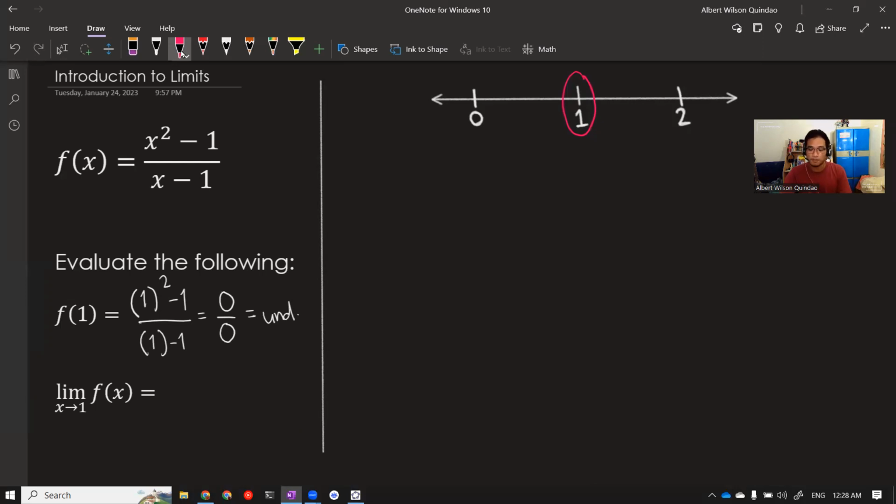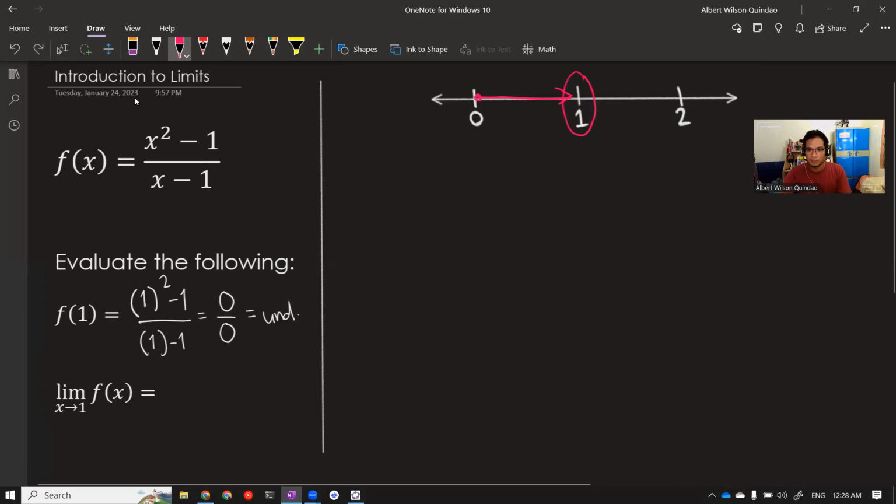Ang gusto natin mangyari, ipili tayo ng number sa kaliwa or sa kanan ni number 1, tapos mula doon sa number na napili natin, so for example, kung 0, lalapit tayo ng lalapit kay number 1. O kaya kung ang napili natin ay si number 2, ganun din. Lalapit tayo ng lalapit kay number 1. Pero hindi tayo pupunta doon kay number 1 talaga. So kumbaga parang mag-a-approach lang tayo. So hence the term. Okay?